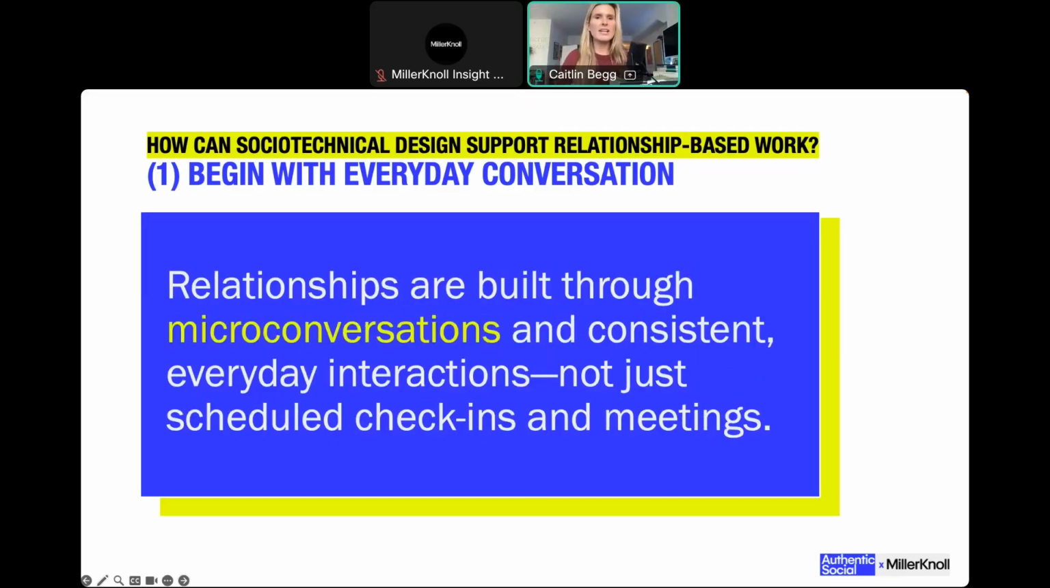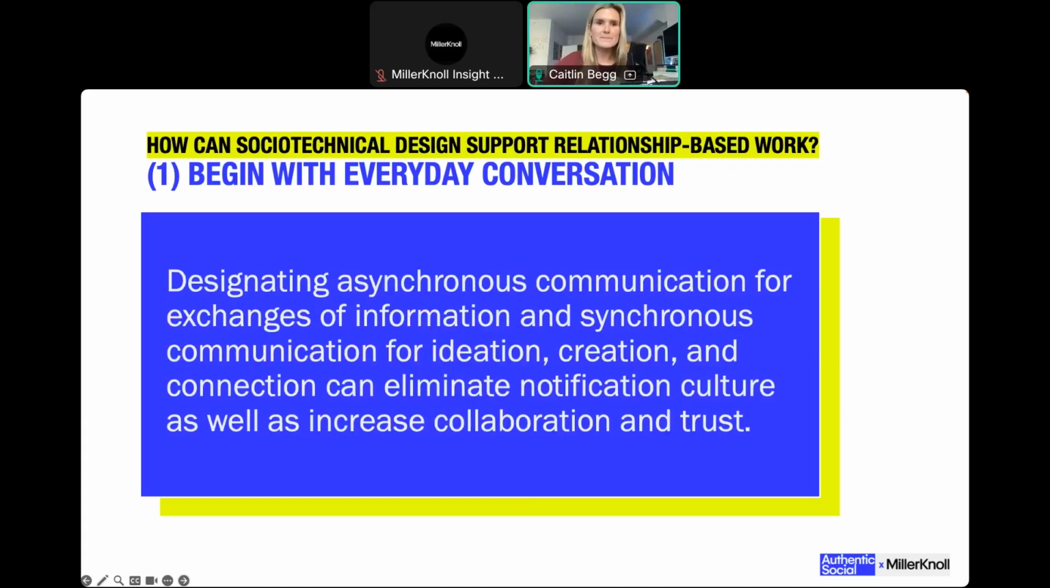Relationships within the organization are built through micro conversations or water cooler conversations and consistent everyday interactions, and not just scheduled check-ins and meetings. And this is part of the issue when we're flowing from remote work back into in-person work, is that people are very used to treating work as an input, output, and they're not paying attention to how they might be able to have a conversation with people in the workplace. I'll get to this in a little bit, but headphones have a lot to do with this as well. I'll get to that more when we speak about principle number 3.